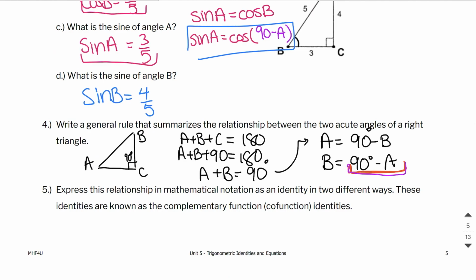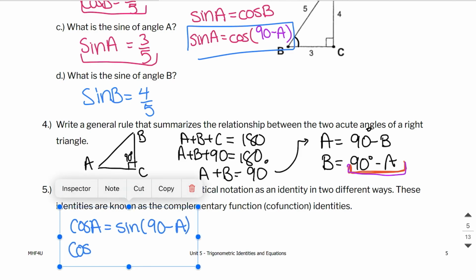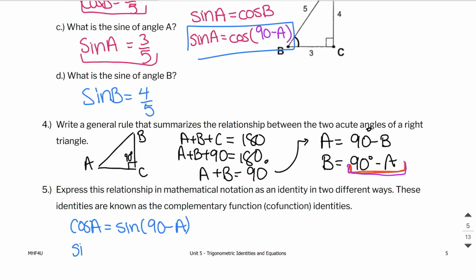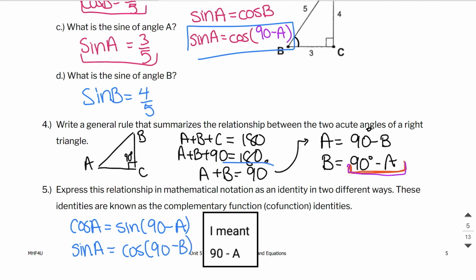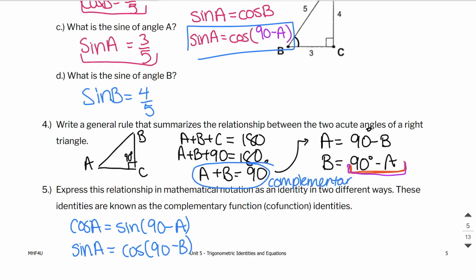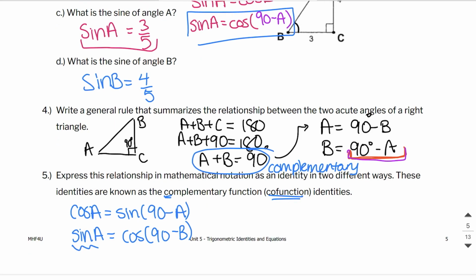So let's write this out again right here. This means that the cosine of A is equal to the sine of 90 minus A. The sine of A is equal to the cosine of 90 minus A. Okay, so these angles right here are called complementary angles. So that's why these are called cofunctions, because cofunctions comes from the word complementary. So right here, sine of A is equal to the cosine of 90 minus A.